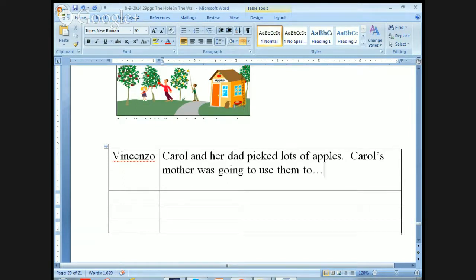Carol and her dad picked a lot of apples, and Carol's mother was going to use them for a pie of apple. They were very happy about this pie because all together they went to dinner and they found this apple pie. They ate it with a good taste. At the end of the meal, they went to bed in order to have a little snack. And the dog that was near the bed was barking.